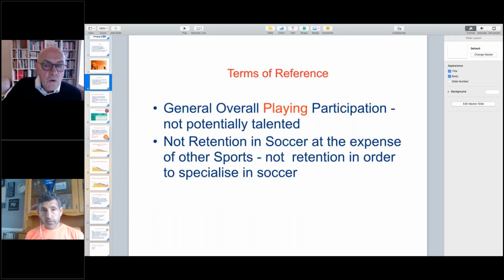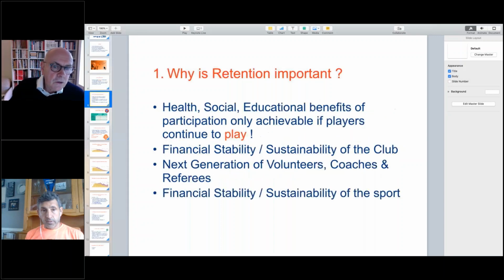We're talking about overall playing participation, not the potentially talented. We're not talking about academies. We're not talking about developing players for college soccer or for the professional game. We're talking about retaining as many players as possible. But we are saying that the retention in soccer is not at the expense of other sports. Indeed, you'll see some examples of multi-sport. And it's not retention in order to specialize in soccer.